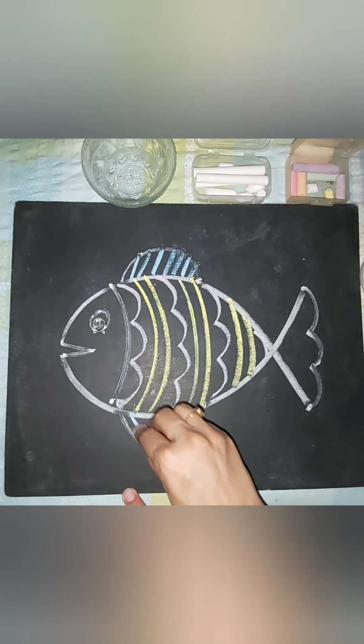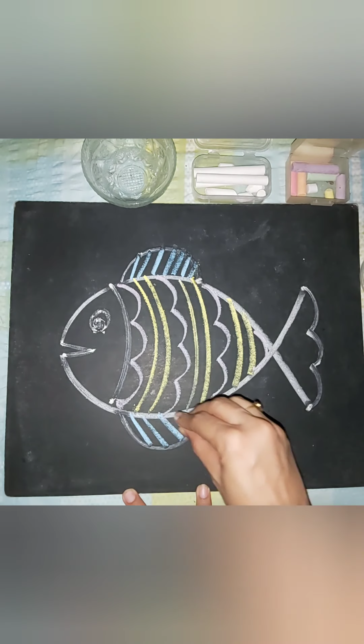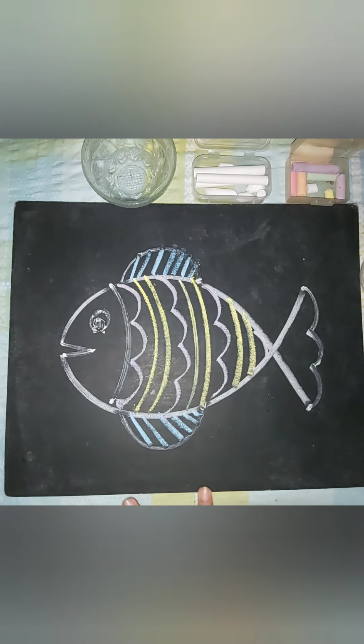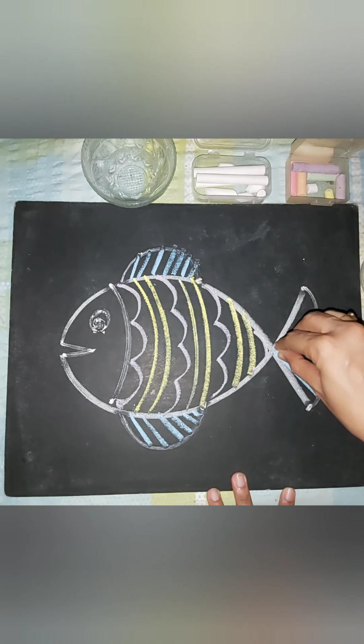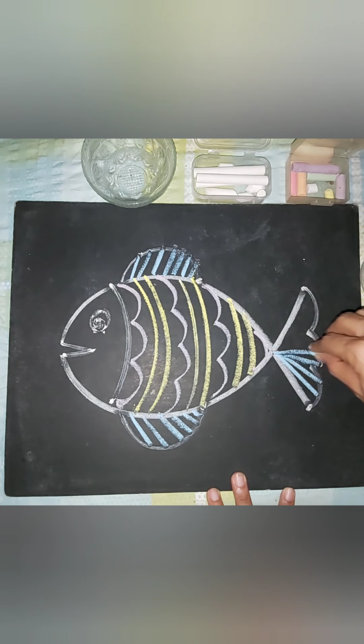And here also I'll make slanting lines. Now the tail is left. So from here we will make slanting lines going to the tail. From one point you start the slanting line and go to the end of the tail like this. Look at that. How is my fish looking?